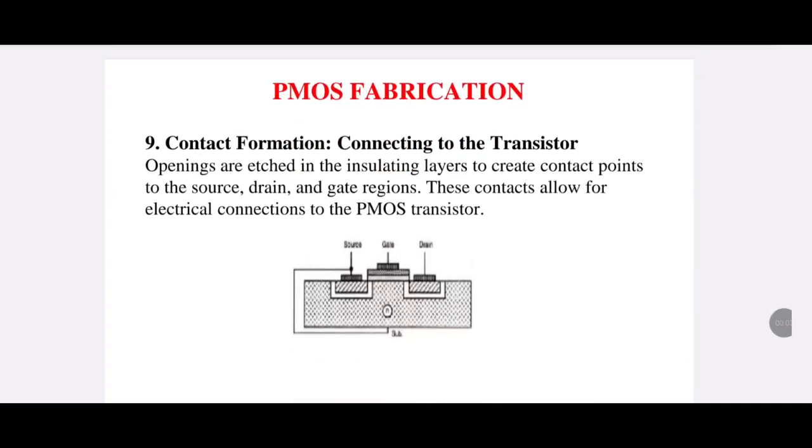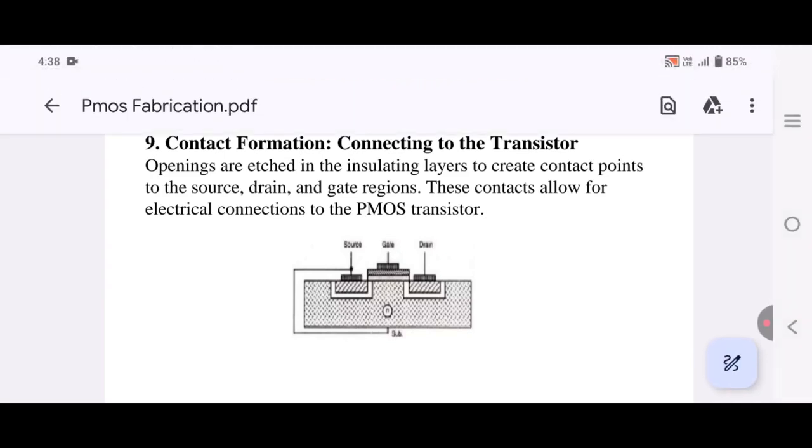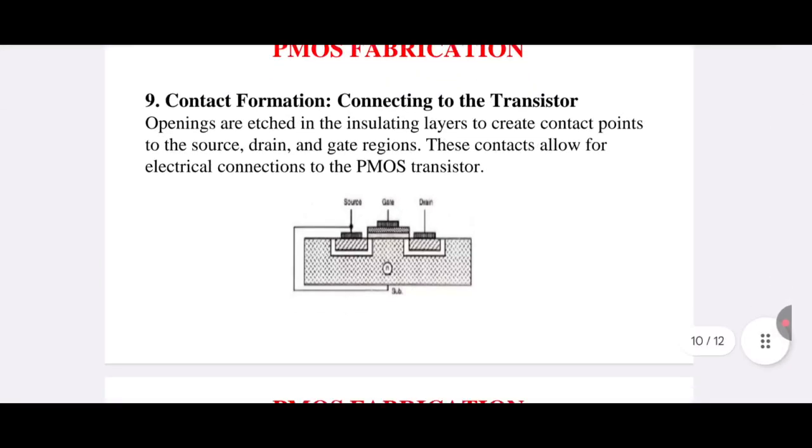Here we are going to repeat the photolithography process where we are going to form silicon dioxide as well as deposit photoresist once more, and then it is exposed to ultraviolet light and then we are going to perform the etching process once more. Here we need to create contact points for source, drain and gate regions.